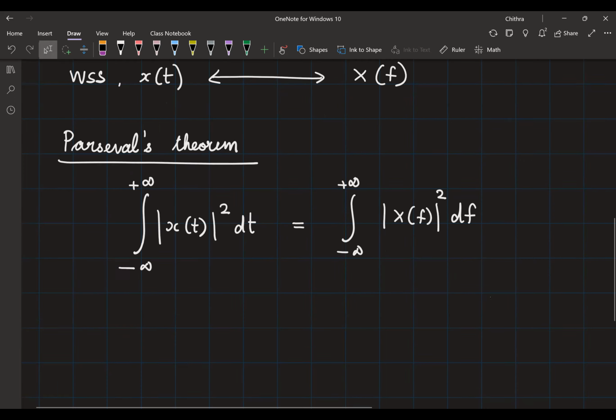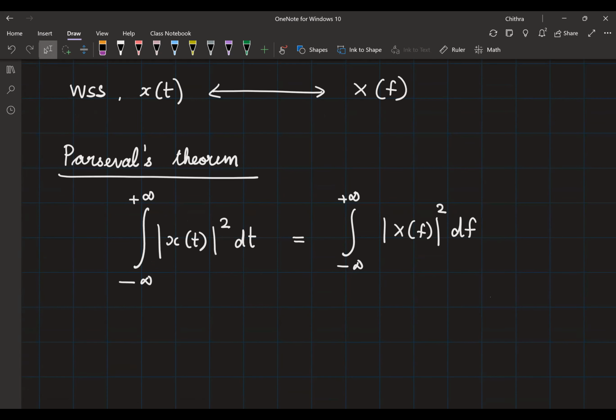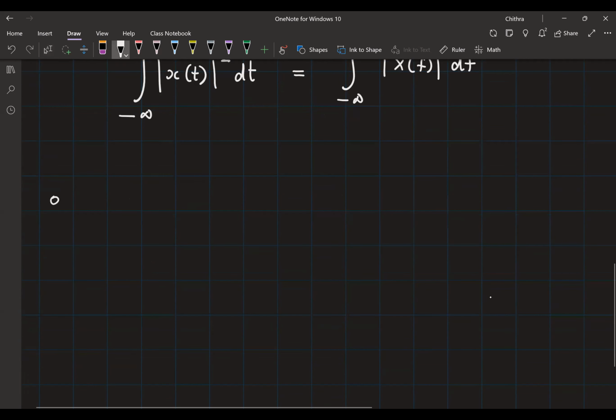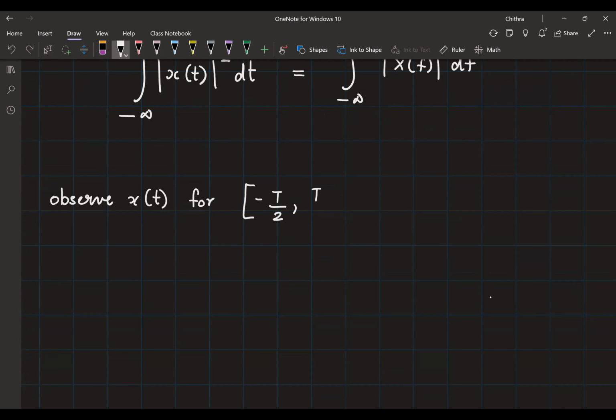Okay. So now let's say instead of observing this x of t for all time, I observe x of t for a limited time interval from minus T by 2 to plus T by 2. Okay, so now I am observing x of t for a small time interval. Now, once I have this new x of t for a small time interval, I can of course calculate a Fourier transform for that signal. So now let me represent this as x T of f.